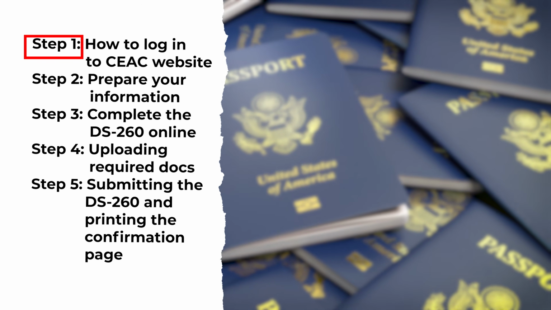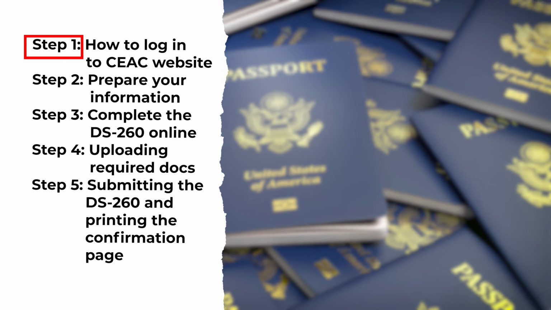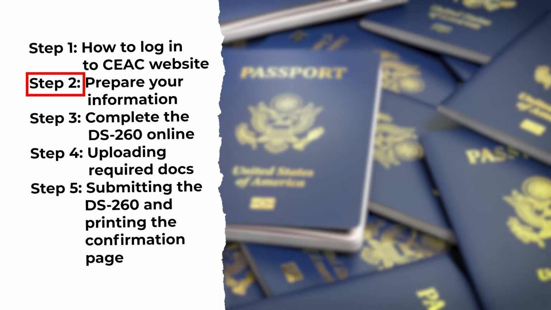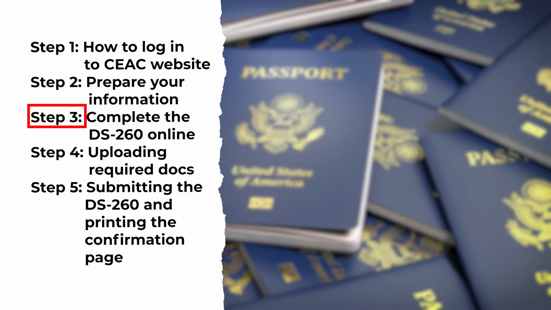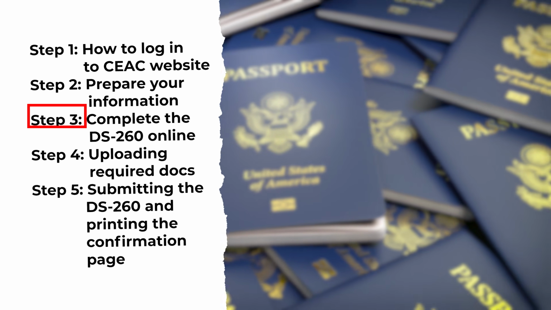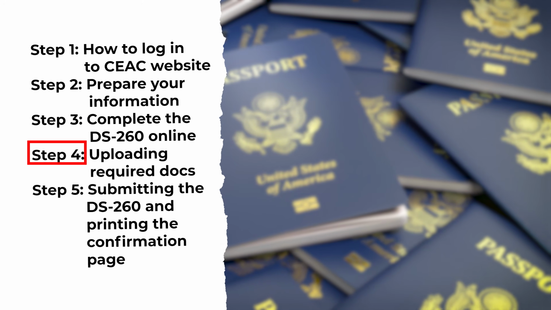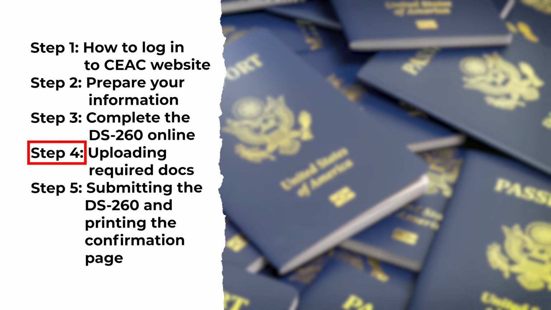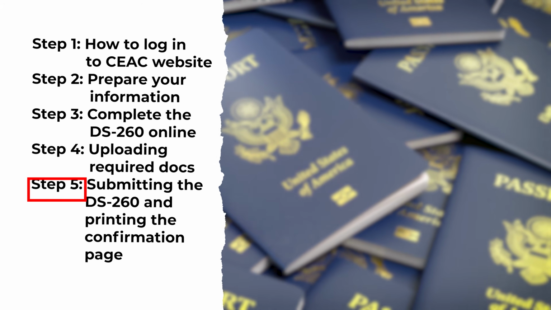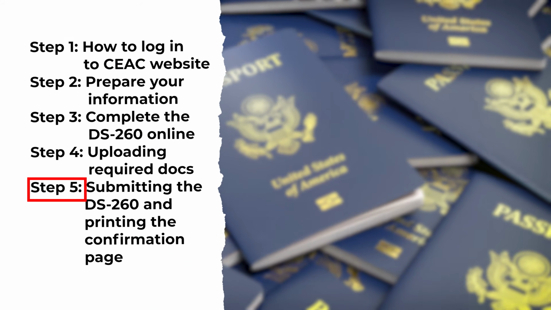Step 1 would be how to log into the CEAC website. Step 2 would be prepping your information. Step 3, completing the DS-260 online. Step 4 would be uploading required documentation. And Step 5, submitting the DS-260 and printing the confirmation page.